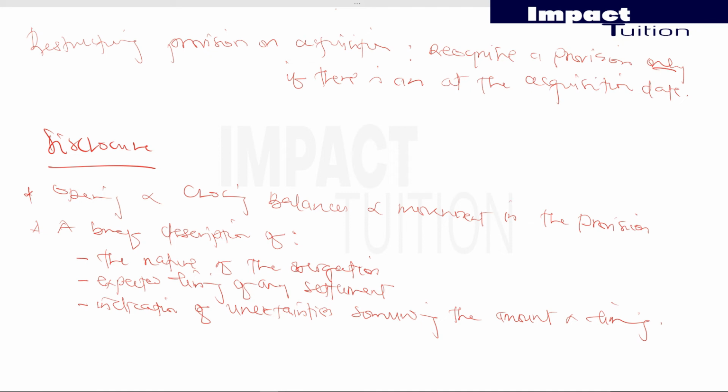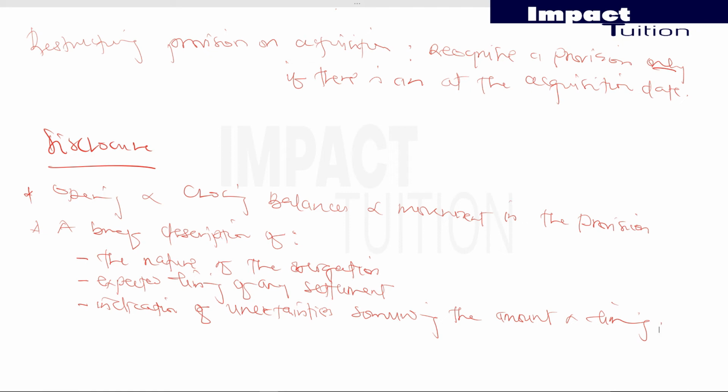There is something I missed: the use of the provision. Provisions should only be used for the purpose for which they were originally recognized. You can't provide for doubtful debt and then use that provision for depreciation. No. What you have provided for, use the provision for that purpose.